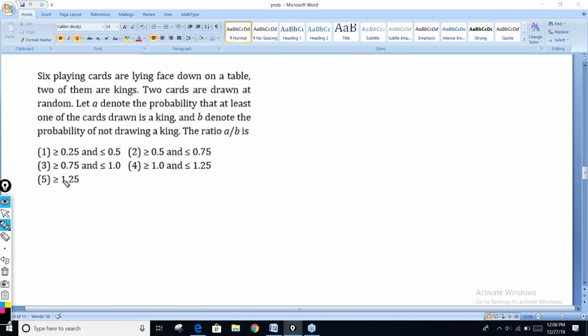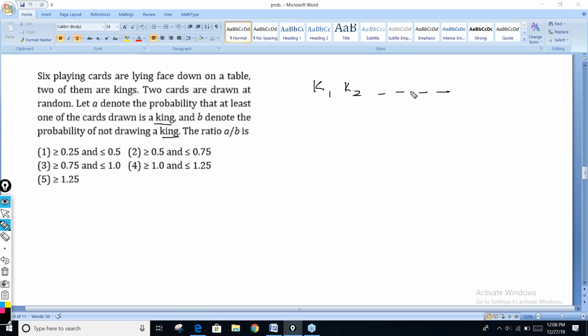Next question is: 6 playing cards are lying face down on a table. 2 of them are kings and the rest 4 we do not know. Two cards are drawn at random. Let A denote the probability that at least one of the cards being drawn is a king, and B denote the probability of not drawing a king.